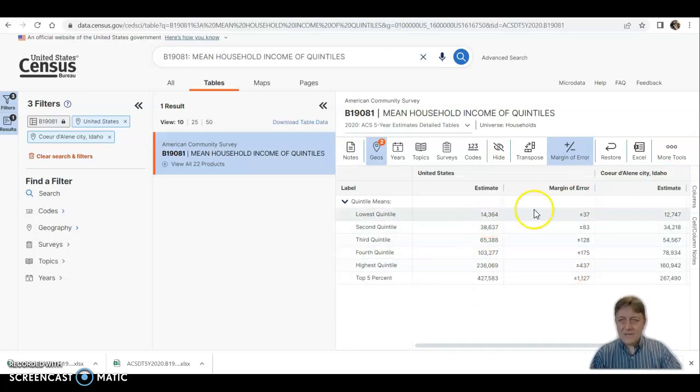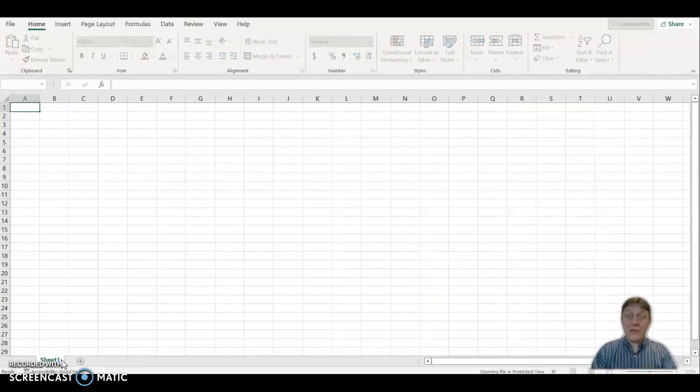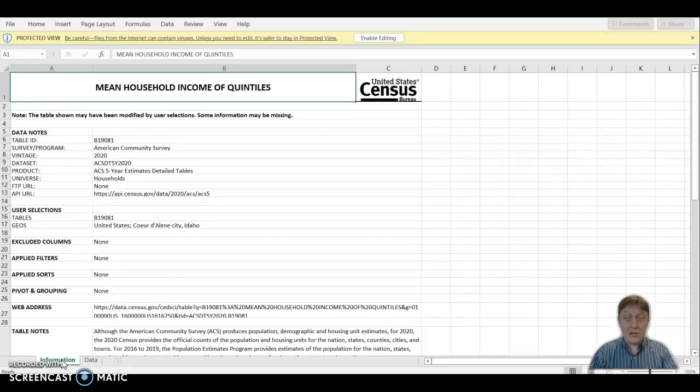I have estimates for Coeur d'Alene on the right and the United States on the left. I can again click Excel, and right here, depending on your browser, the download may occur at the bottom with your downloads, or it may occur up top. That's specific to your browser. I'm using Google Chrome, so results may vary. I will click that download, which should also be available in the Downloads folder if you're using a Windows machine.